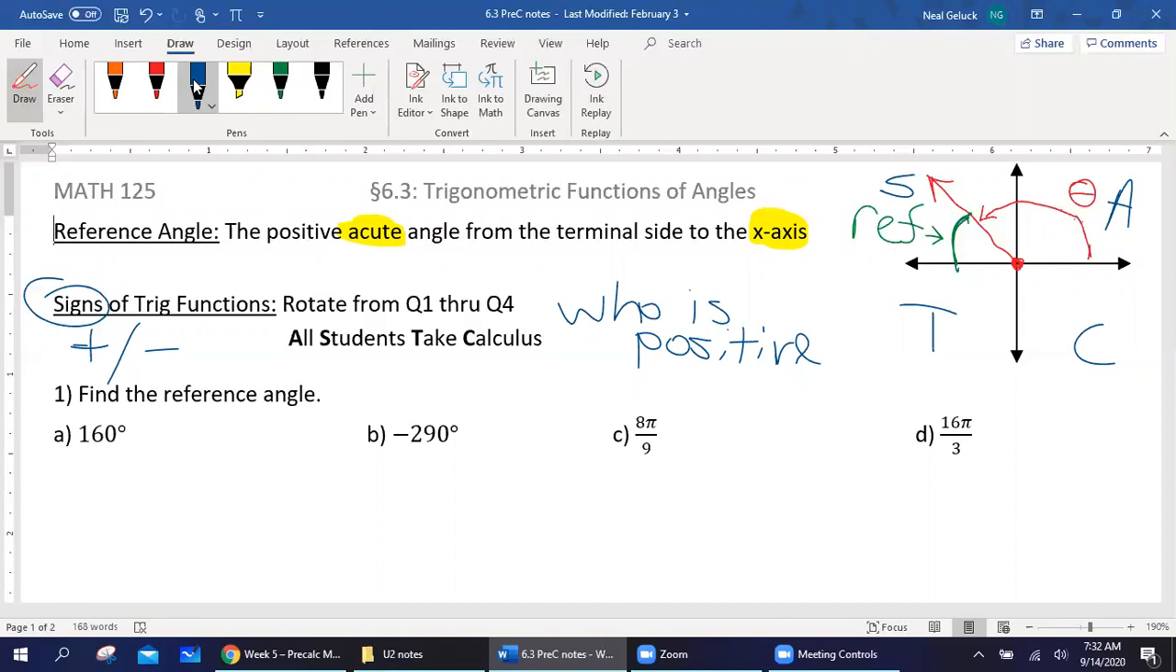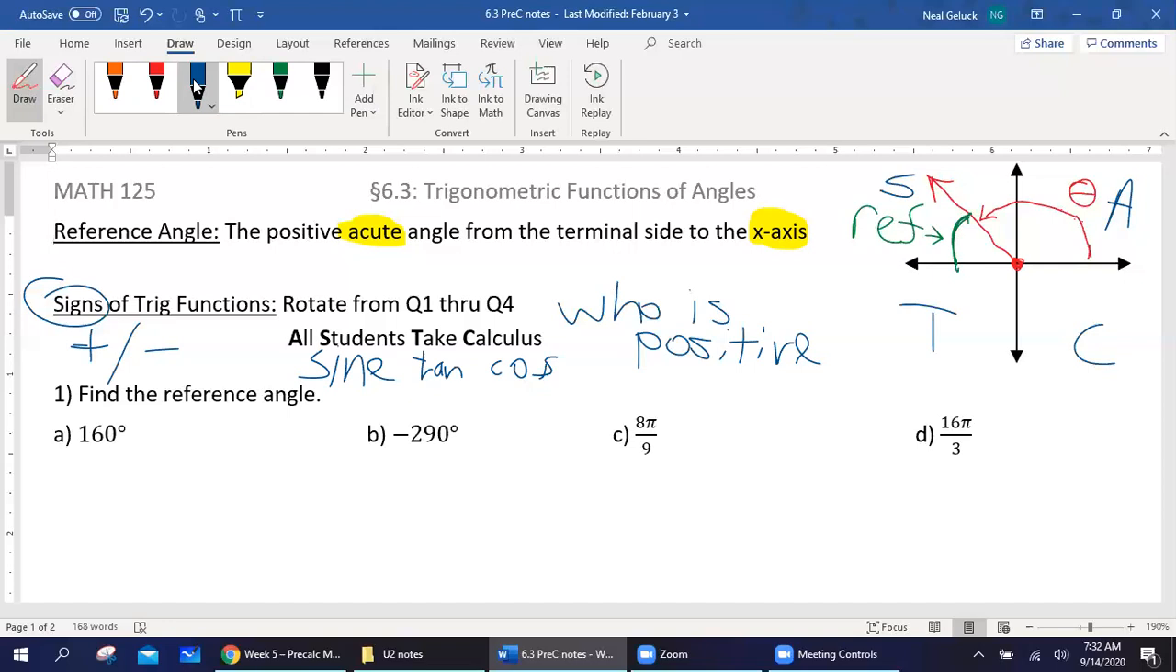So everybody's positive in the first quadrant. In the second quadrant, S actually stands for sine. Only the sine is positive in the second quadrant. In the third quadrant, only the tangent is positive. And in the fourth quadrant, only the cosine is positive. Now I am saying only the cosine, but the reciprocal, which is secant, would also be positive, because if you flip a positive number, it's still positive. But I'm talking about the big three, sine, cosine, tangent.